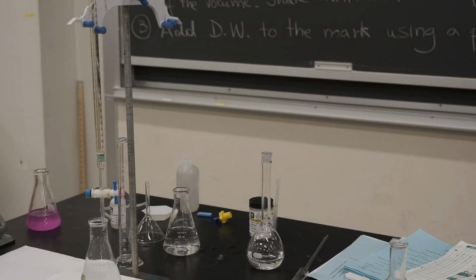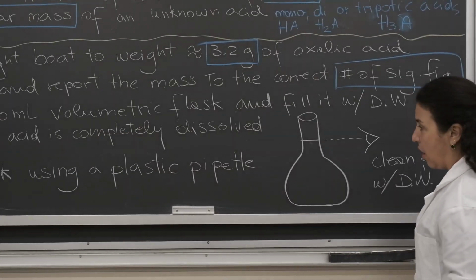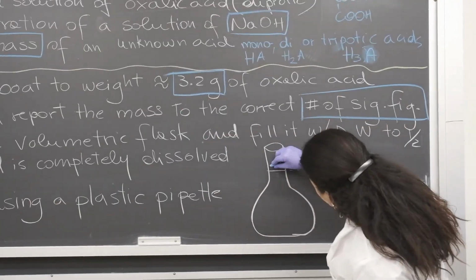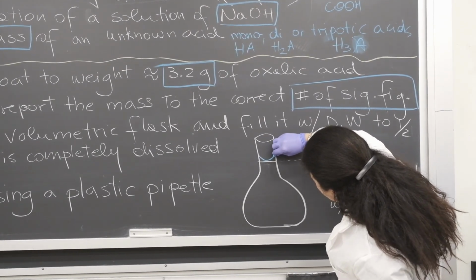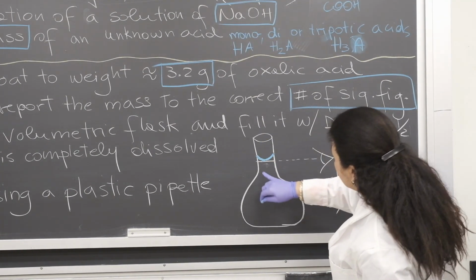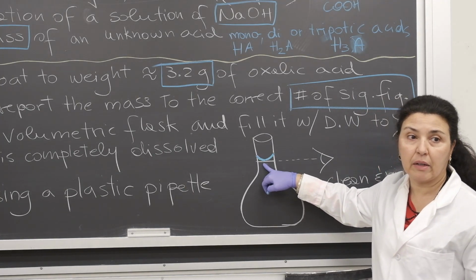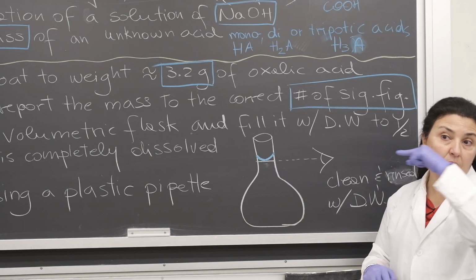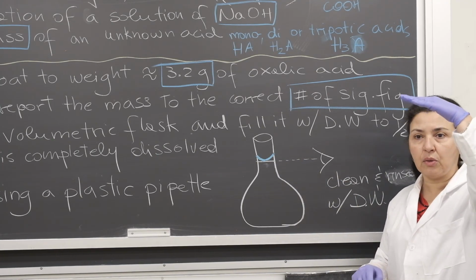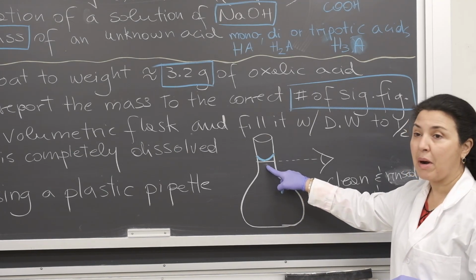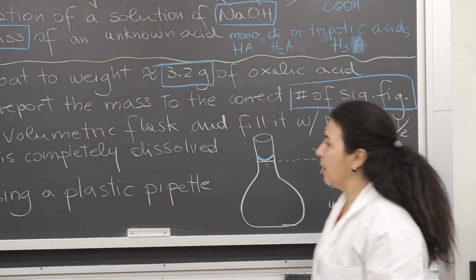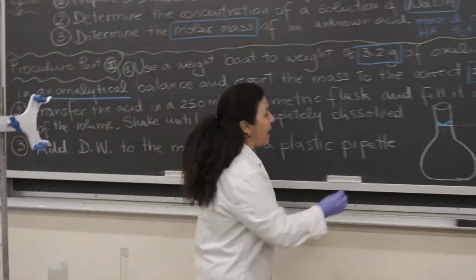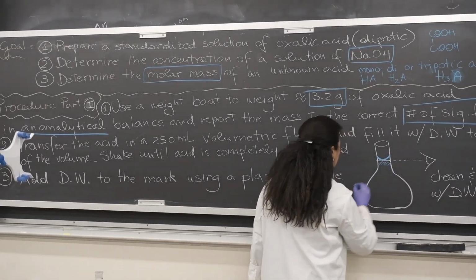So you align your eye to the mark of the volumetric flask and you add the water so that the meniscus is touching the line of the mark. Your eye has to be aligned to the mark, so you don't see two lines, you see only one line. If you see two lines, you are too high or too low compared to the mark. Okay?